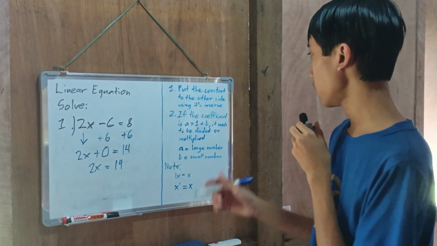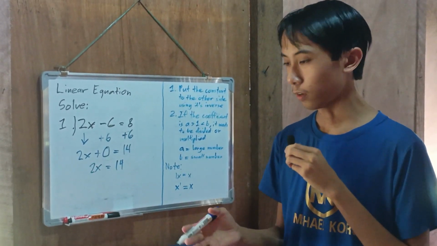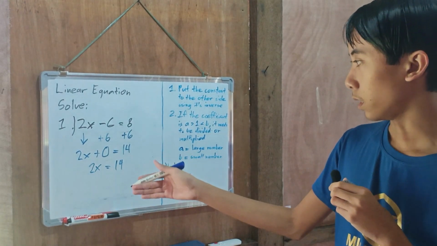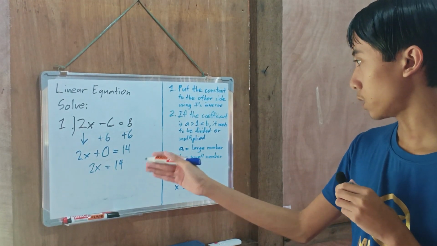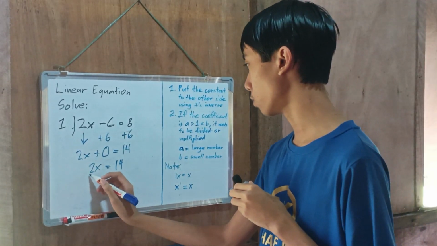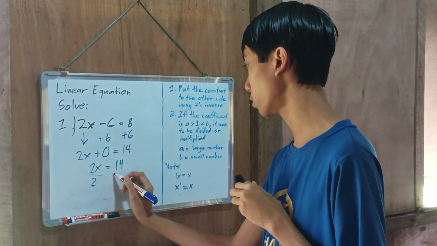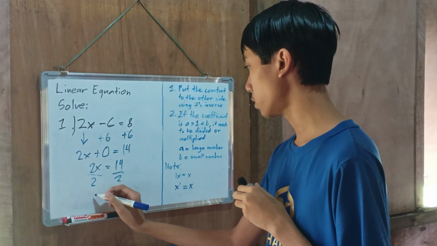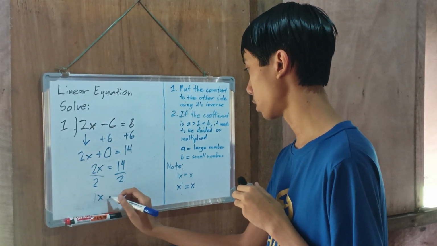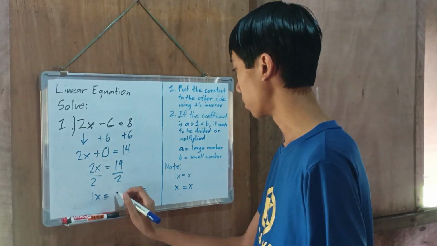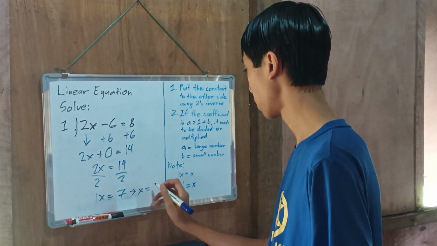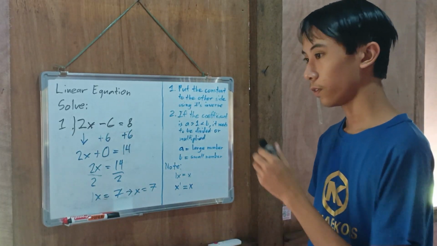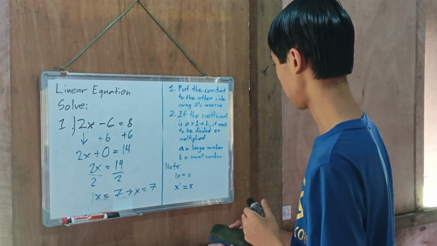Now, since the coefficient is greater than 1, we need to divide itself by its coefficient, which is 2. So we're going to divide both sides by 2. 2 divided by 2 would be 1x equals 7. You can pause the video if you want, and I'm just going to erase it.